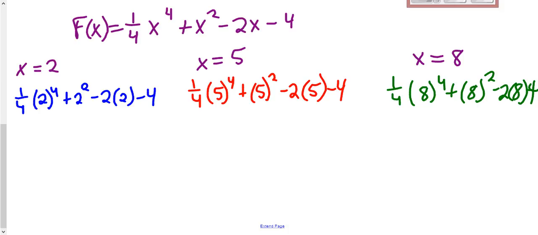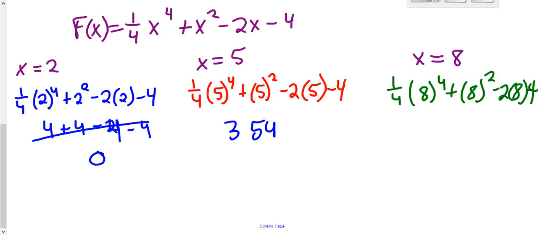When we plug in 2, you would get 16 divided by 4, so you'll get 4. 2 squared is 4 minus 4 minus 4. Well, that all cancels out to 0. And when we plug in 5, unless I hit some buttons wrong, I got 354.75. And when I plug in 8, I got 1,068 as my answer. And that's all you need to do for that problem.